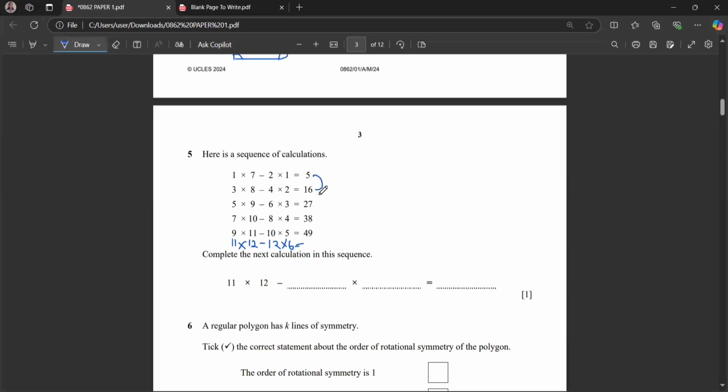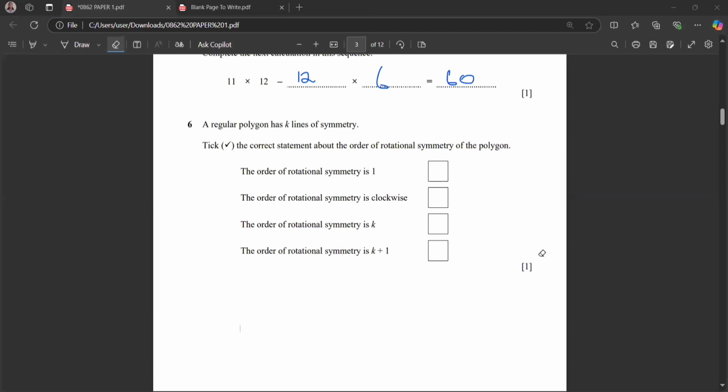So 5 to 16, 16 to 27. If you notice these set of numbers, if you add 11 to each previous number, you'll get the next number, isn't it? So 5 plus 11, 16. 16 plus 11, 27. 27 plus 11, 38. That means 38 plus 11 will give you 60. So over here, 12 times 6 is equal to 60 is the answer.